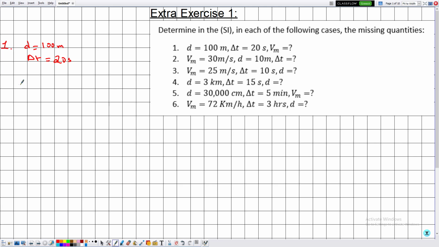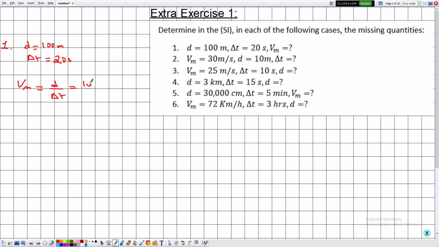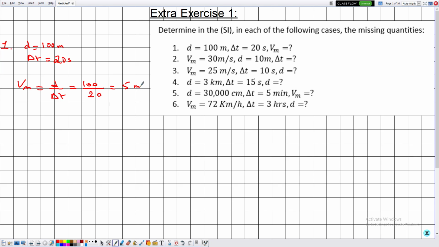So always we start by writing the formula that relates Vm, d and delta t, which is given by Vm is equal to d divided by delta t. In this case, no need to construct a triangle for this formula because this is the quantity that we want to calculate. Now the value of d is given by 100, the value of delta t is given by 20. Plugging this fraction on the calculator, then the value of Vm is given by 5. Since both d and delta t are expressed in the SI, so the unit of Vm will be in the SI, which is meters per second. Then Vm is equal to 5 meters per second. So this is it for number 1.